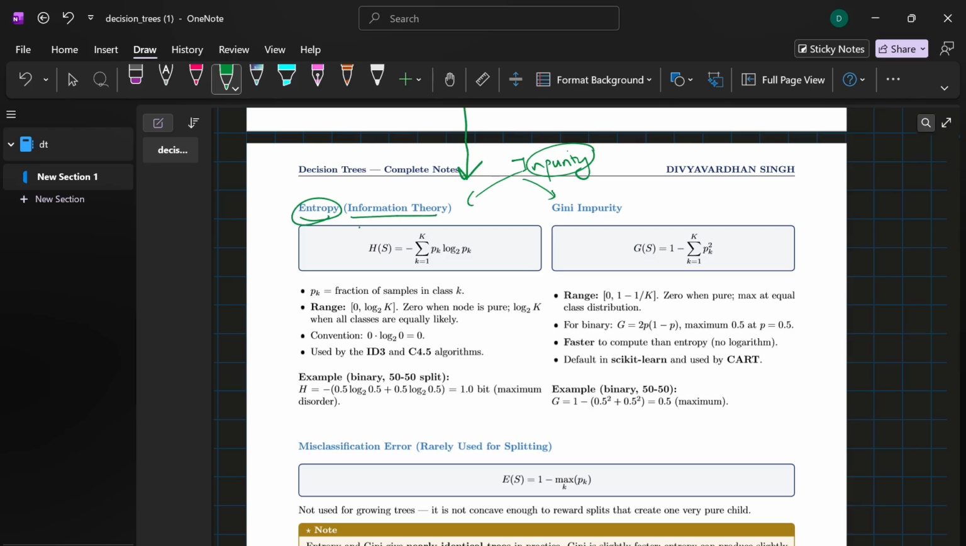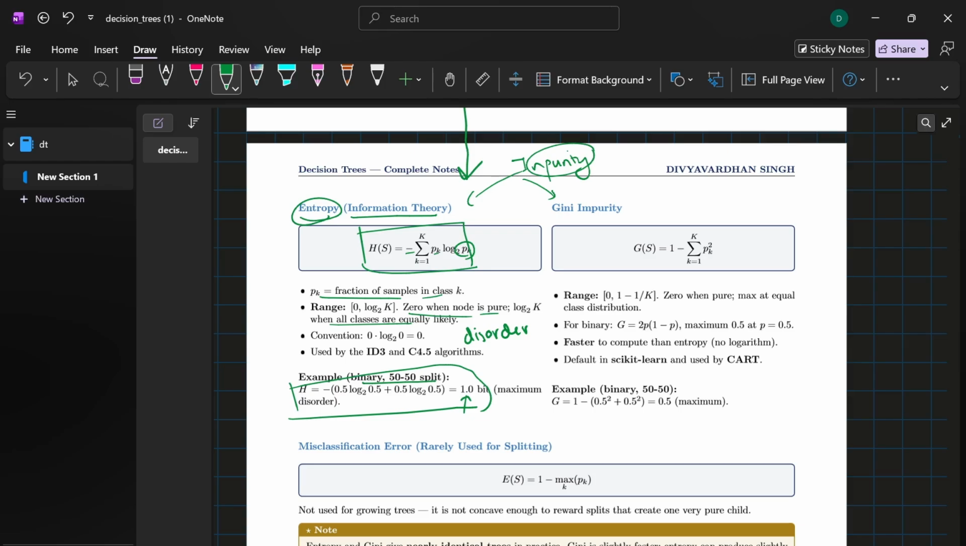Here entropy comes from information theory. The formula is given as H(S) = -Σ p_k log2 p_k, where p_k is the fraction of samples belonging to class k. Think of entropy as a measure of the disorder or uncertainty in a node. If your node has 100% one class, pure, then the entropy is 0, no uncertainty. If your node is a perfect 50-50 split between two classes, then that's maximum confusion, and entropy hits 1 bit.